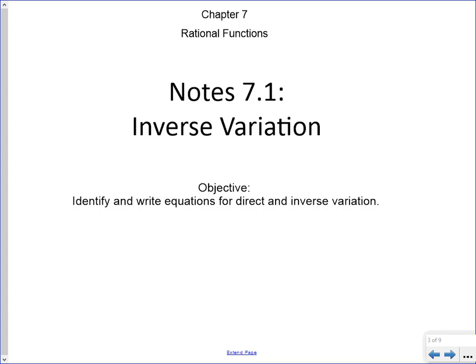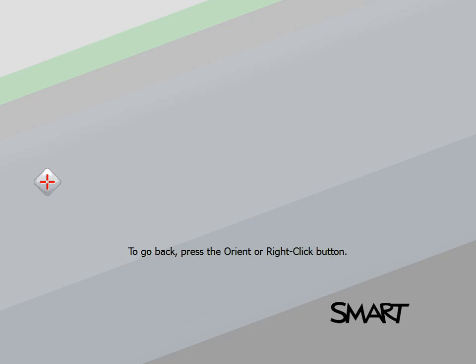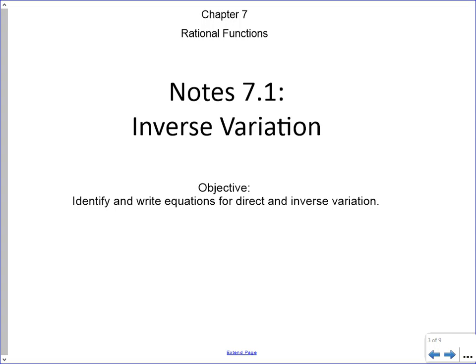Is related to something that you talked about in Algebra 1. In Algebra 1, you didn't talk about inverse variation, you talked about something called direct variation. And we'll review just really quickly what is direct variation and how can we tell if something has direct variation. And then we'll also talk about the inverse variation.